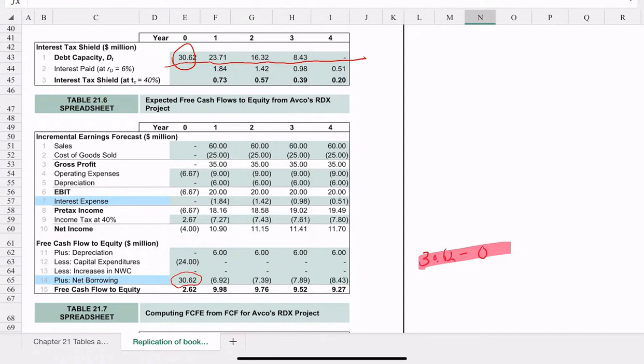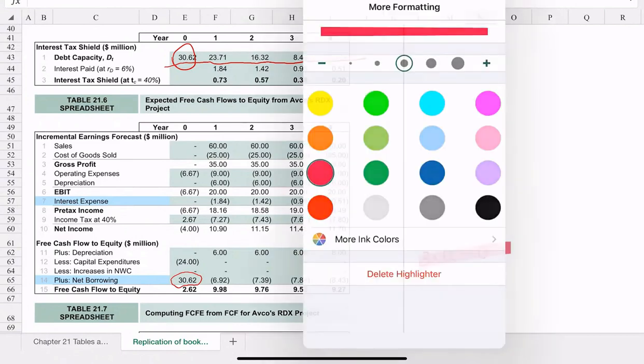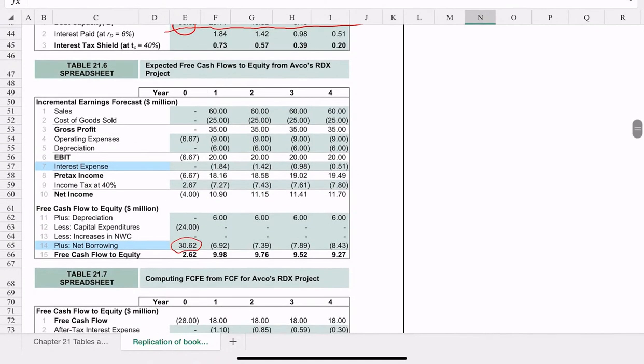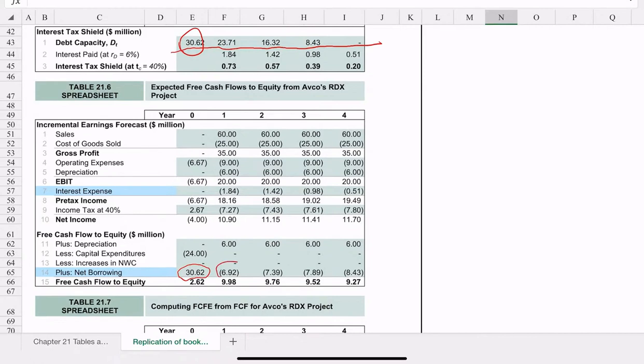Now let's look at this 9.62, right? Again, it equals this year's debt minus prior year's debt. So it essentially equals this number, right? Minus 30.62.